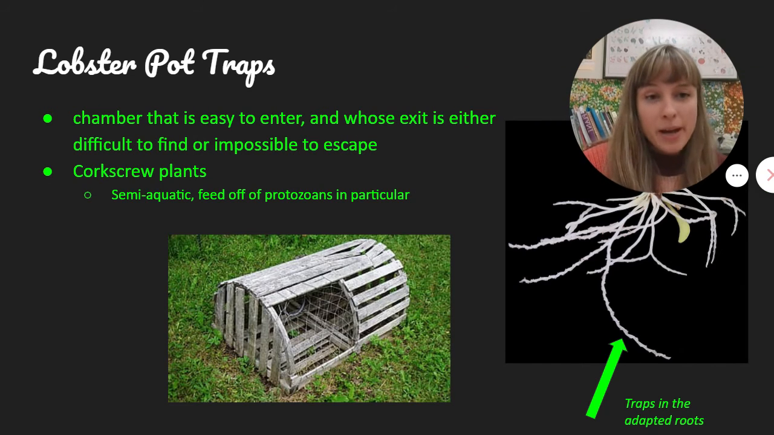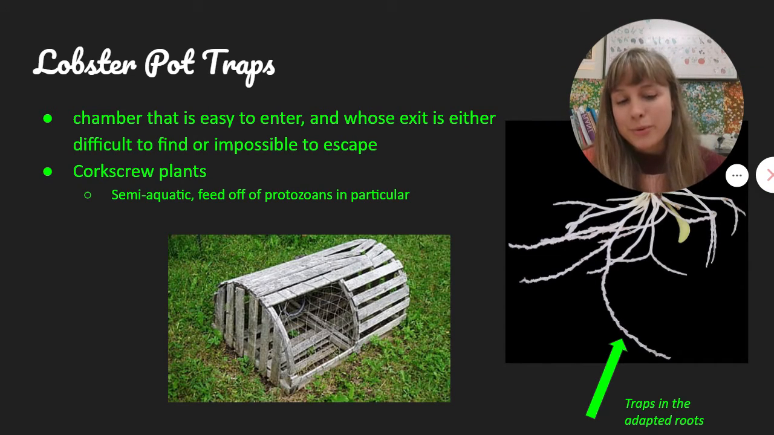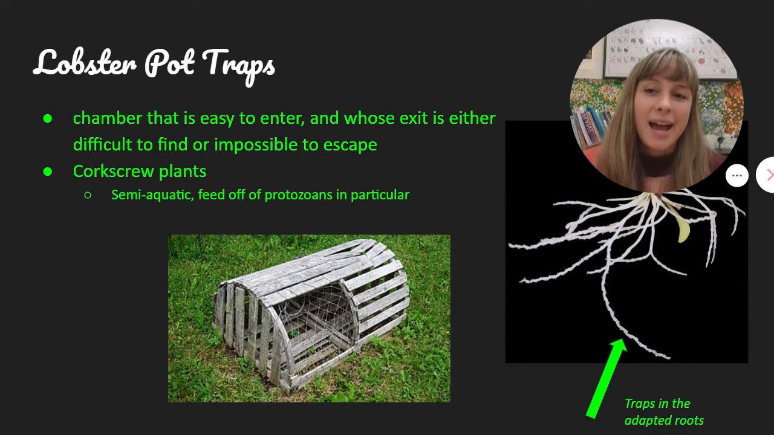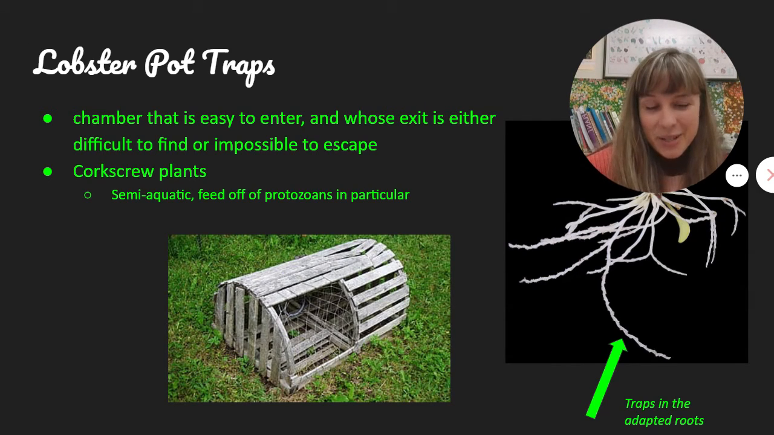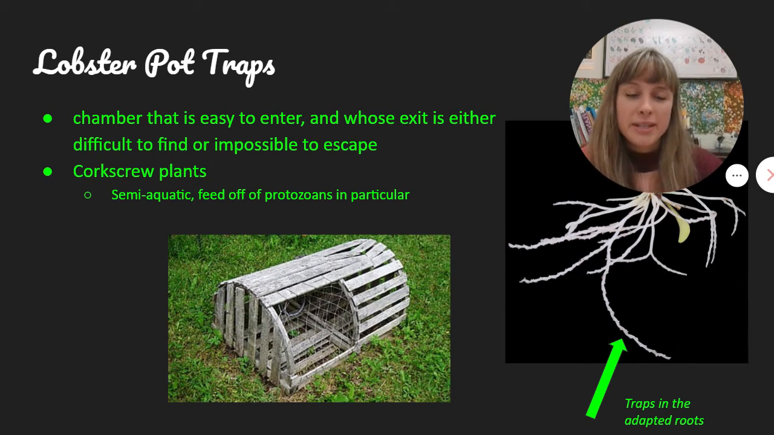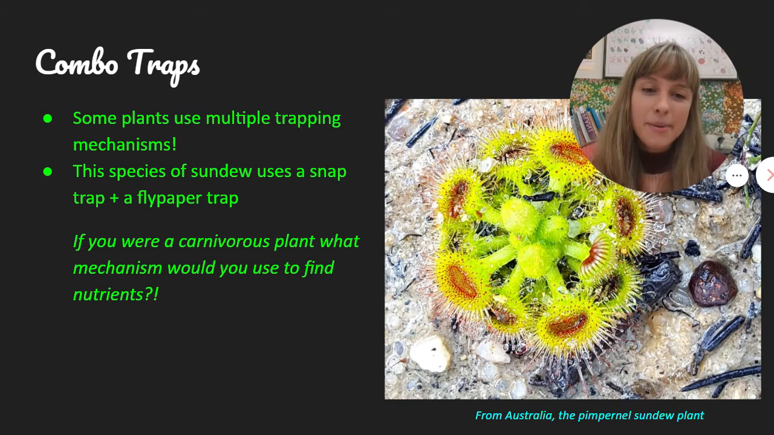There are also lobster pot traps where the trap is actually in the root, and at least in corkscrew plants, which is the predominant category of lobster pot traps. And think about a lobster pot. Lobsters can easily get into a lobster trap, but there's not an easy way to escape. So things go into these little traps in the root hairs, and then they can't leave. So the prey is very small in this example. They're protozoans. And then there are combination traps.